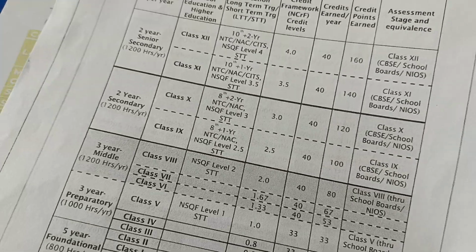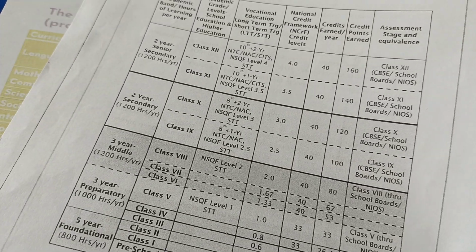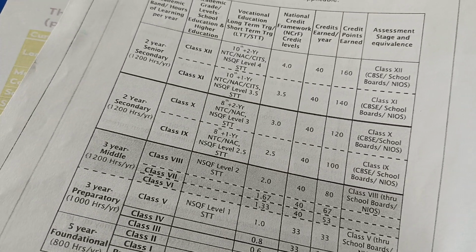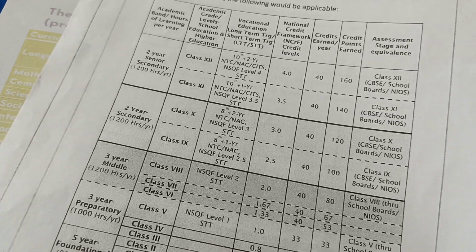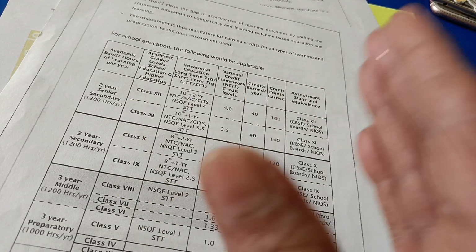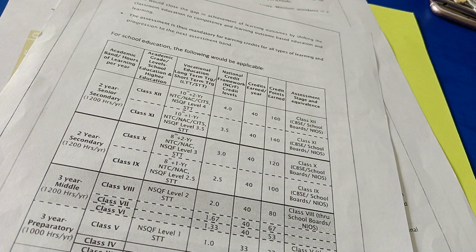I will tell you how to learn this order. There is a music-like way you can learn: F, P, M, S, S, S. F, P, M, S, S, S. So you will learn foundational, preparatory, middle, secondary, and senior secondary.